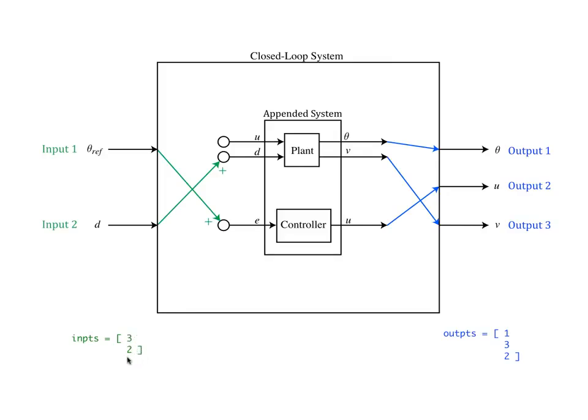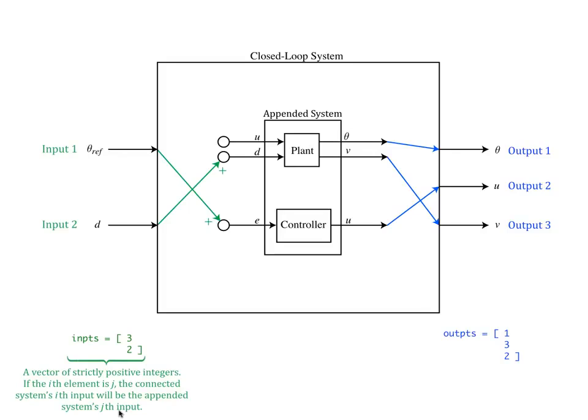Its second element is a 2 to communicate to the connect command that the second input to the connected system is to be connected to the second input to the appended system. And finally, I've added some words here to make all of this a little bit more explicit. This inputs vector needs to be a vector of strictly positive integers, and if its ith element is j, the connected system's ith input will be the appended system's jth input.